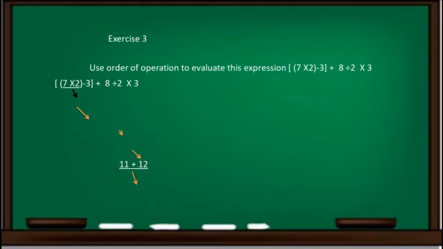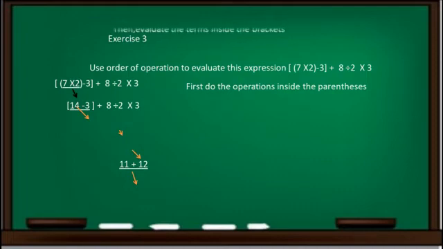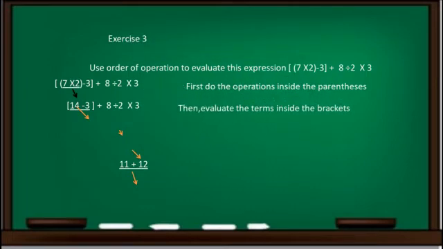Exercise 3. Use order of operations to evaluate this expression. First, do the operation inside the parentheses. 7 times 2 is 14. Bring down the remaining part of the problem. Then, evaluate the terms inside the bracket. 14 minus 3 is 11. Bring down the remaining part of the problem.